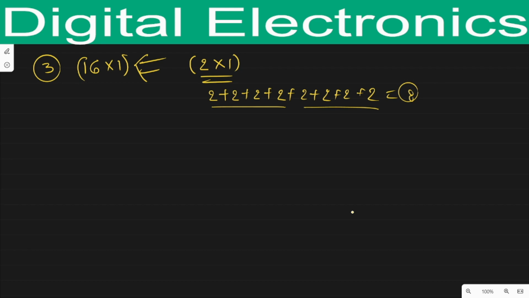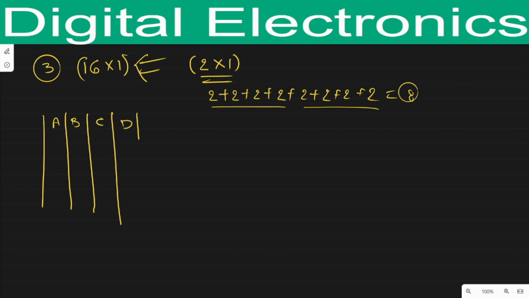Okay, now first we will make a truth table for this 16 cross 1 mux. Here I am considering the selection lines as A, B, C, D, and the output as O.